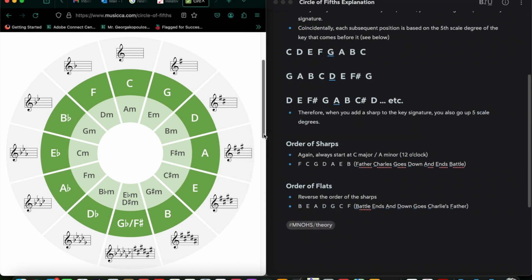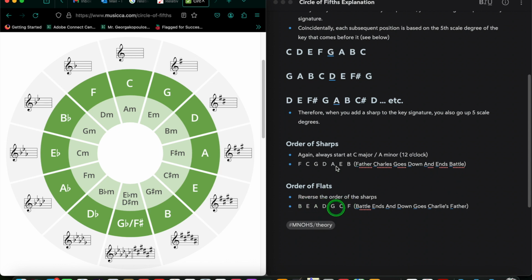And that is the order of the sharps. F, C, G, D, A, E, B. Or you can use this handy phrase: Father Charles goes down and ends battle.